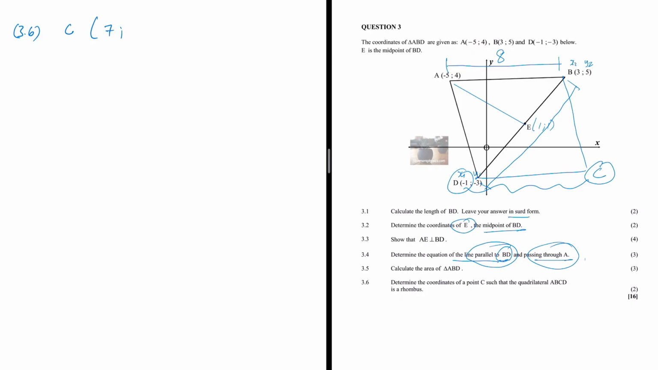Now, if I focus on the change in the y values, from 4 to minus 3 is a change in height of 7 units. So from B to C, it should also be 7 units. Right? So B is 5. So 4 to minus 3 is 7. Yeah. That means from 5 to C should also be 7. So that's going to be negative 2. If you subtract 7 from 5, you get negative 2. So C is going to be 7 and negative 2.